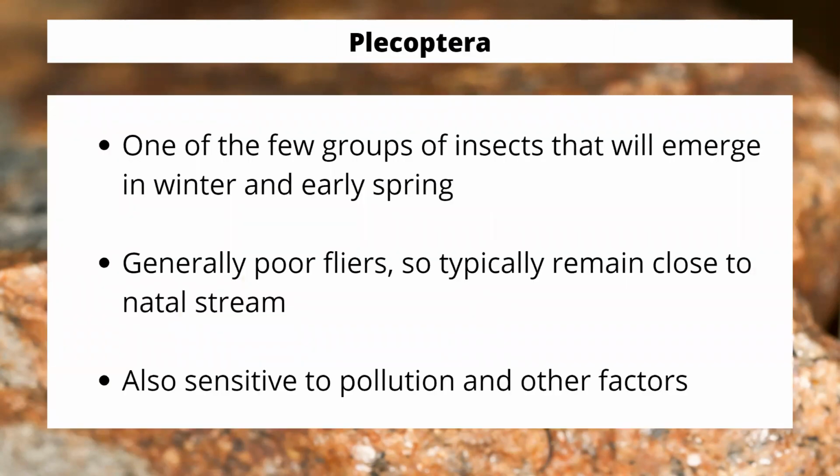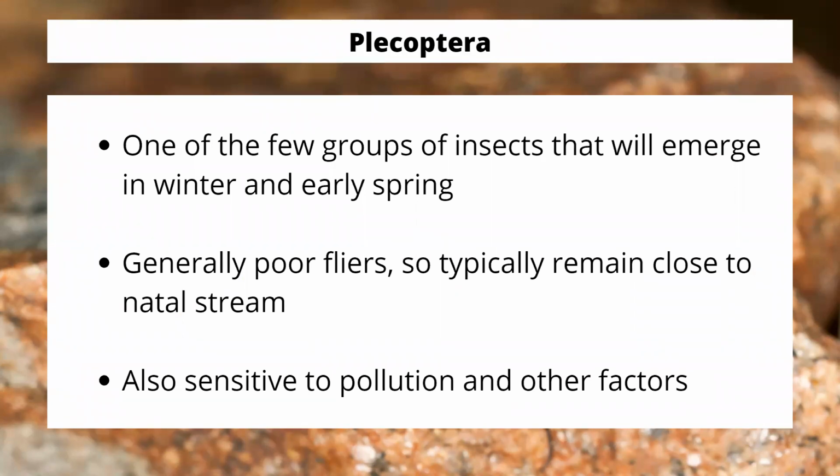So this is one of the few groups of insects that you will see that will actually emerge in the winter and early spring. They will actually come right out of the water on snow, and I believe they'll also mate as soon as they do so. So they are getting a very early start to things. And it's highly unusual to see insects come out in temperatures that cold.